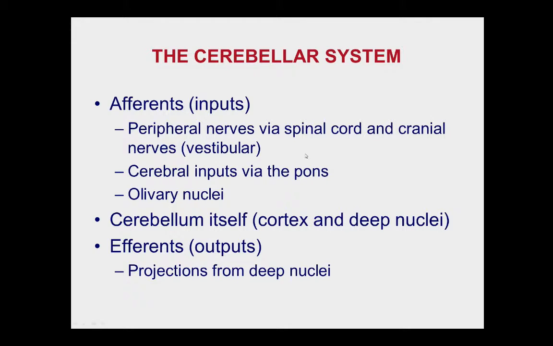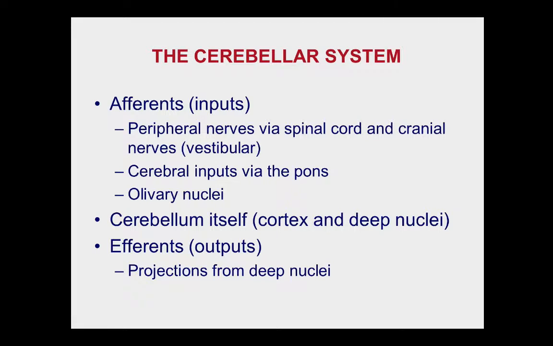If you want to initiate movement, there are inputs from the cerebral cortex that go via the pons. And then the olivary nuclei are particularly involved in the oscillatory patterns that are important for cerebellar function. They get connections from the deep cerebellar nuclei, in an indirect fashion. The cerebellar cortex itself, we've already talked about, so the organization of that.